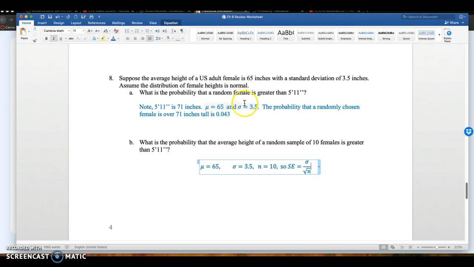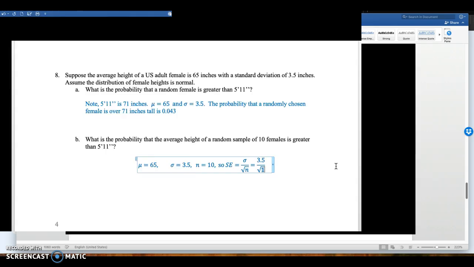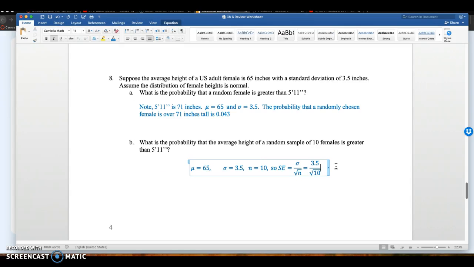So for the first part, the standard error is identical to the standard deviation, since we have a sample of one person. But if we have a larger sample, we need to change that standard error to 3.5 divided by the square root of 10. If you throw that in your calculator, we get about 1.1068.